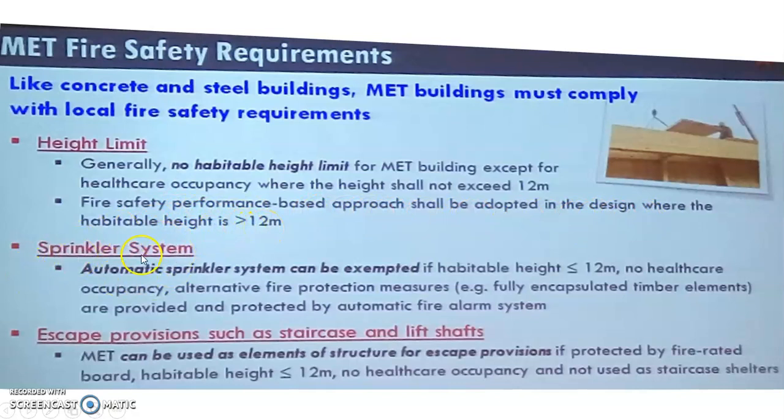And in terms of sprinkler system, the automated sprinkler system can be exempted if the habitable height is less than 12 meters, no healthcare occupancy, and there is provision of alternative fire protection measures. For example, fully encapsulated timber elements are provided and protected by automatic fire alarm system. The escape provisions such as staircase and lift shaft, you can construct using the mass engineered timber if it is protected by fire rated boards and the habitable height is less than 12 meters, no healthcare occupancy, and it is not used as a staircase shelter.